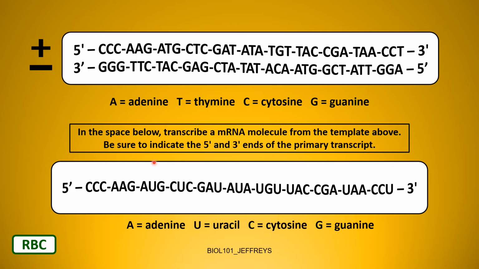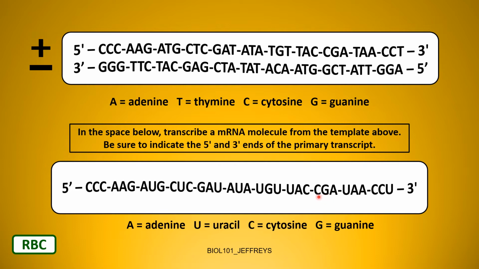So ATG, AUG, CTC, CUC, GAT, GAU, just like that, all the way down. See? CCT, going to be CCU and at the end, okay? So it's the same thing. This is the coding strand without the T's. Replace the T's with U's. All right? This is your raw message. This is your primary messenger RNA, okay?